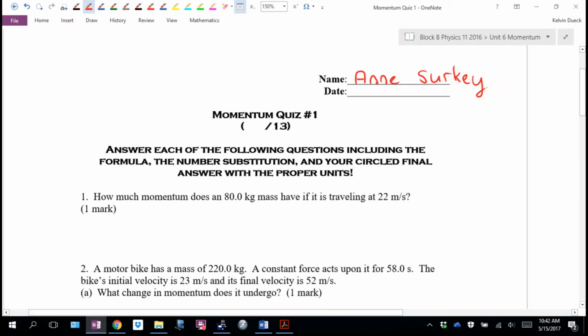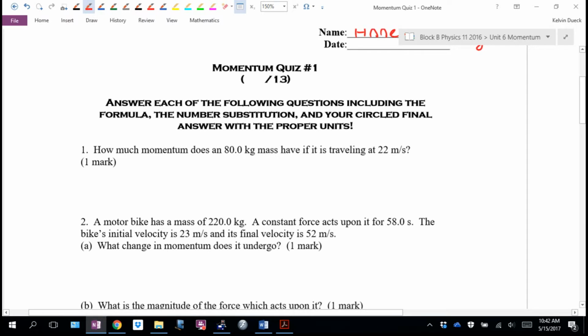Sirki gets everything right. So key ideas we're going to be using here: the notion that momentum is mass times velocity, and that change in momentum, another word for which is impulse, is a bunch of stuff. So number one asks, how much momentum does an 80 kilogram mass have if it's traveling at 22? Momentum is mass times velocity. It's going to be 80 times 22.